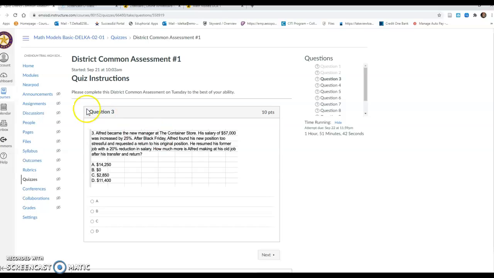After Black Friday, Alfred found his new position too stressful, and he requested to return to his original position. He resumed his former job with a 20% reduction in salary. Okay, if he increased by 25 and then he reduced it by 20, what's 25 minus 20? It's 5. So instead of doing all that crazy math, I'm just going to say his 57,000 is going to be times 0.05, and that's how much I'm going to find out. So how much more is Alfred making at his old job after his transfer and then his return?